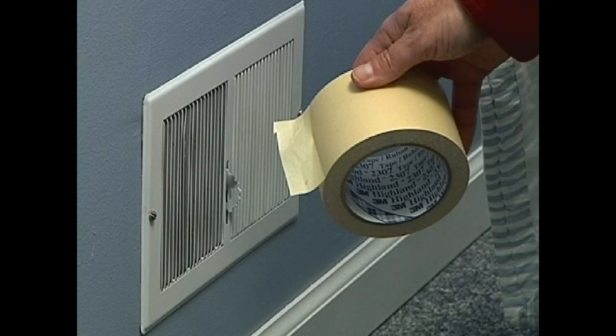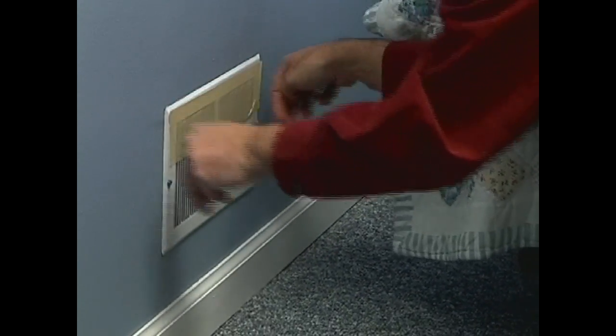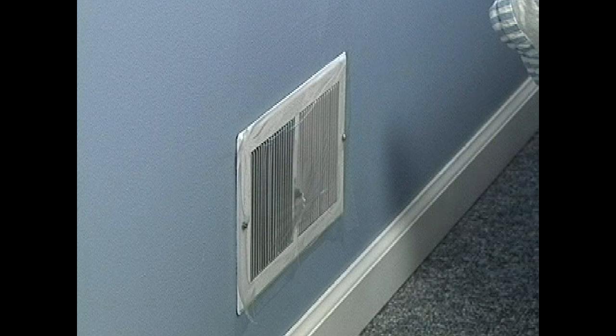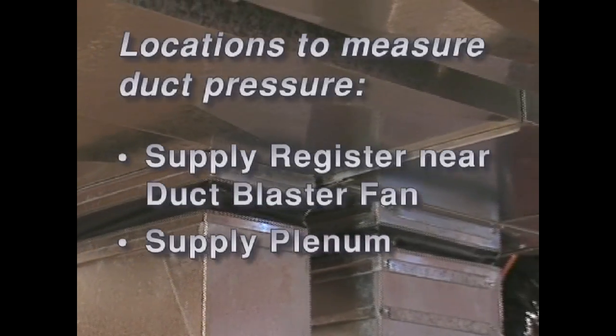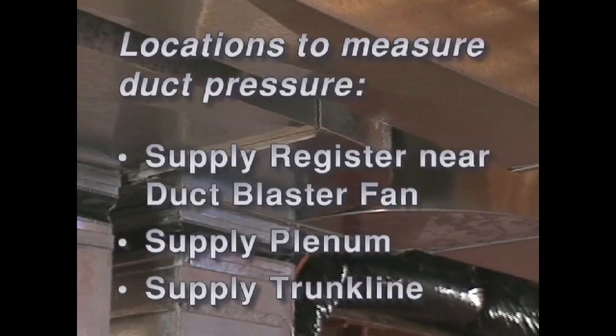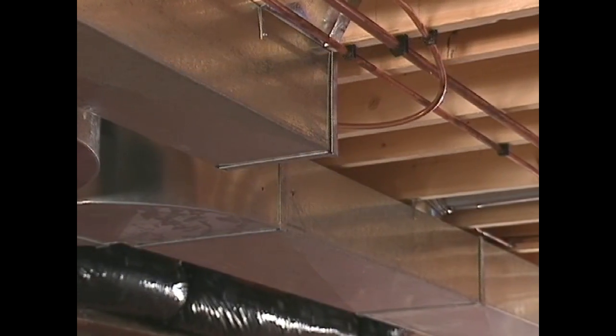The next step is to seal off the remaining supply and return registers. This is typically done using masking tape and paper, or an adhesive-backed film called duct mask. We now need to choose a location to measure pressure in the duct system. The most common location to measure duct pressure is a supply register near where the duct blaster fan has been installed. Other locations can include the supply plenum or a main trunk line in the supply duct system. For this test, we're going to use a supply register.